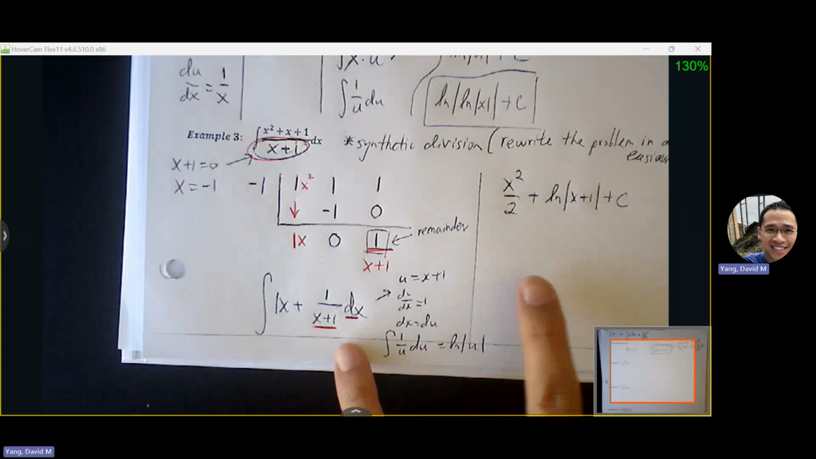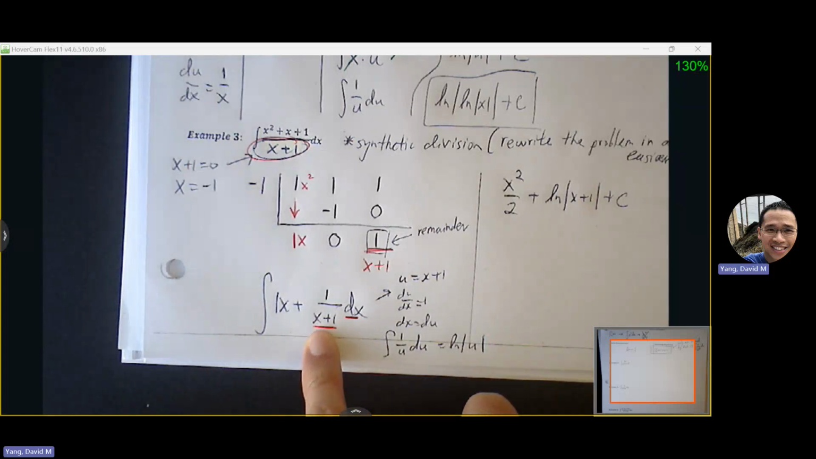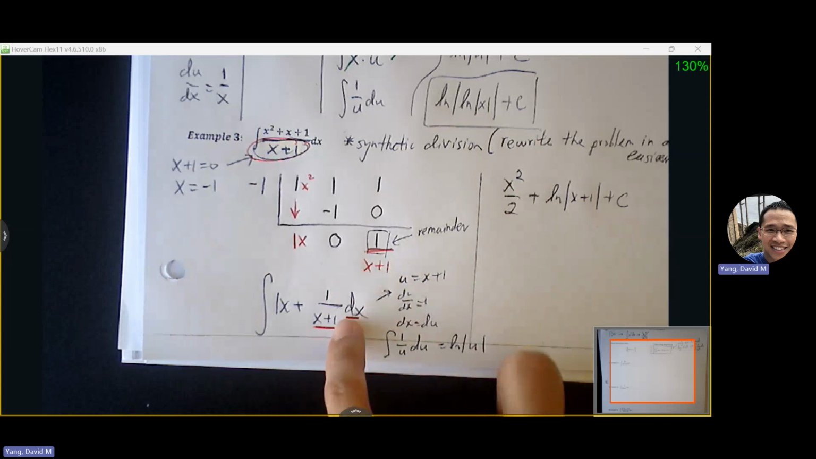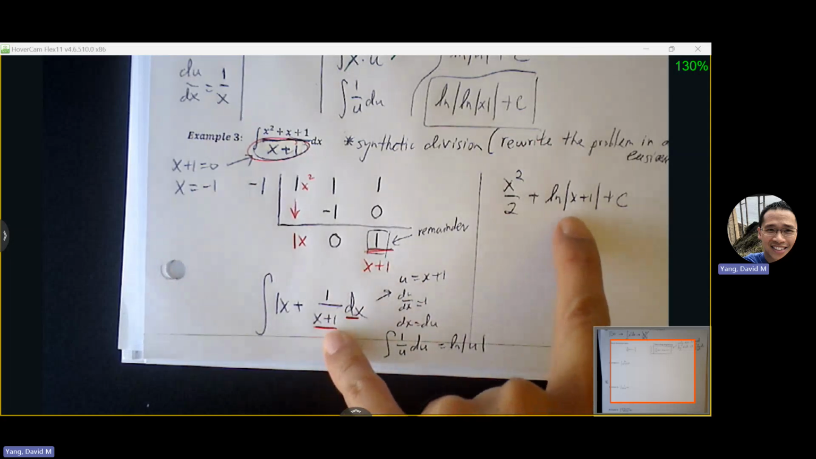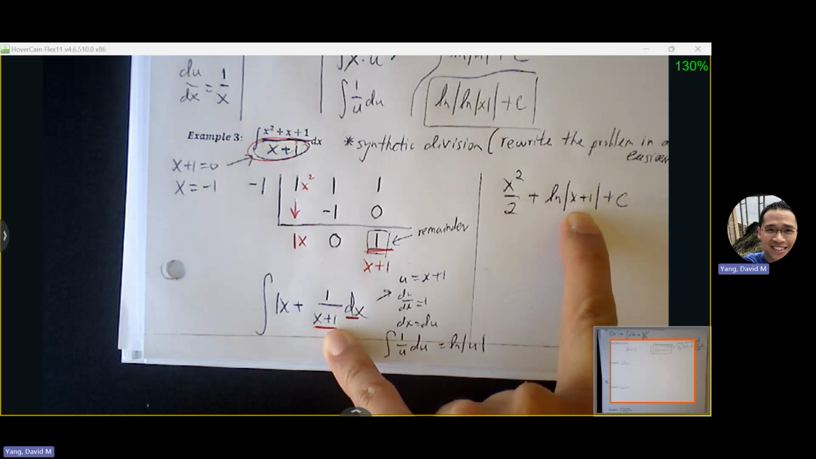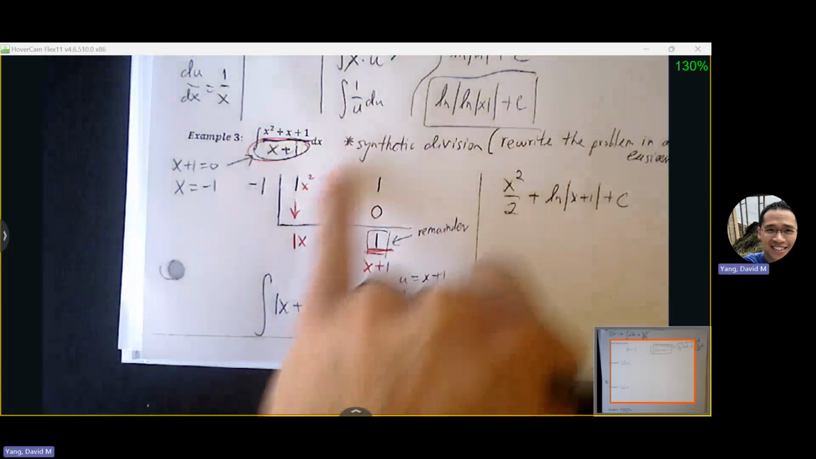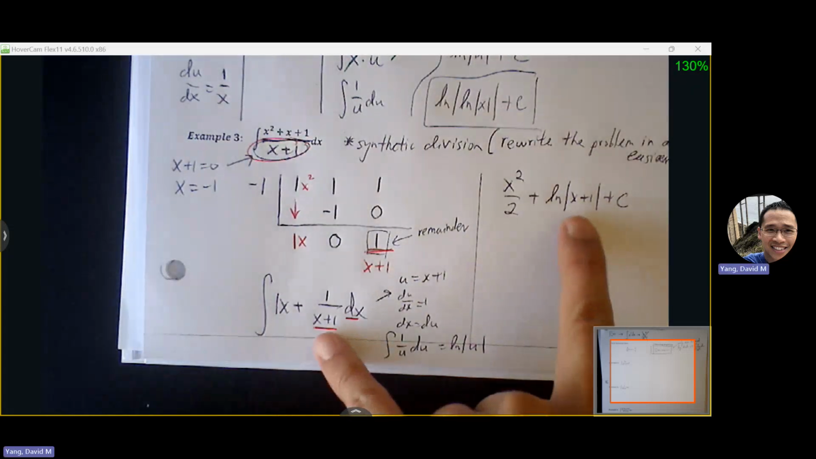So if you ever see a linear term where it's only x plus 1 or x minus 3 or x plus 5, and there's a constant above, you could just jump directly from here to here and skip the u substitution portion. But whenever you go through synthetic division, you're going to be expecting some natural log to show up at the end.